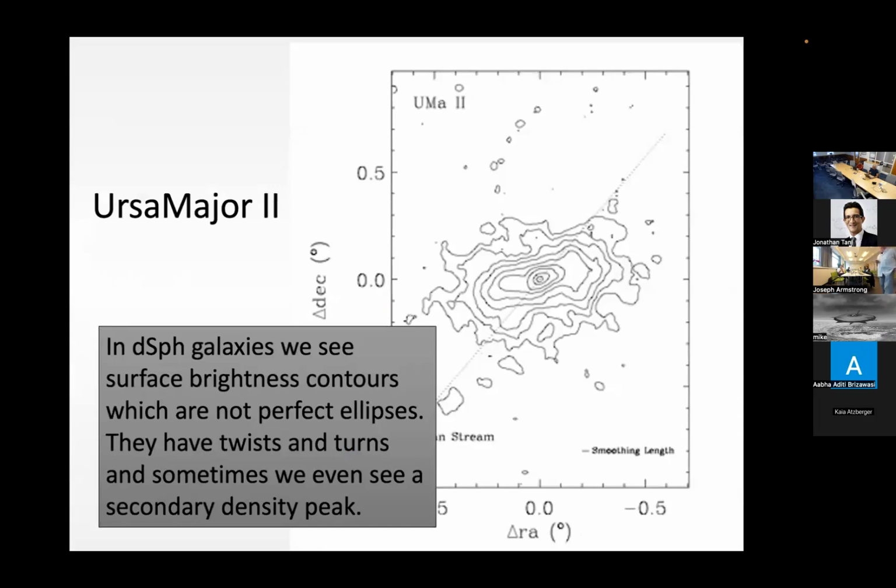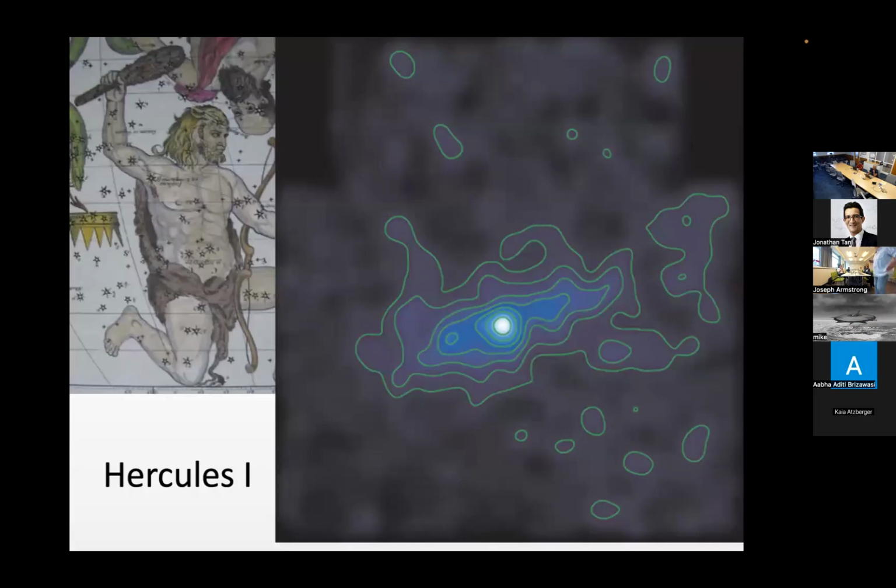Contours which are not perfect ellipses. They have twists and turns. And maybe you even see secondary density peaks, like, for example, here in Hercules 1. Well, this could all be just bad statistics, because we don't see all the stars. We only see the brightest stars, RGB stars, for example. So this could be just a sampling effect.